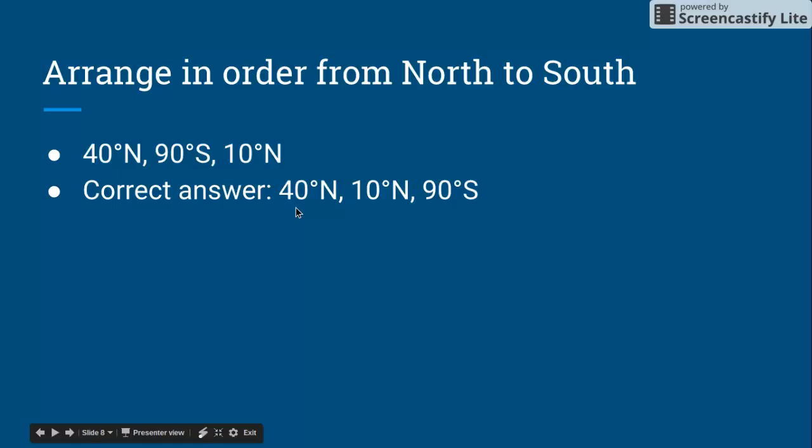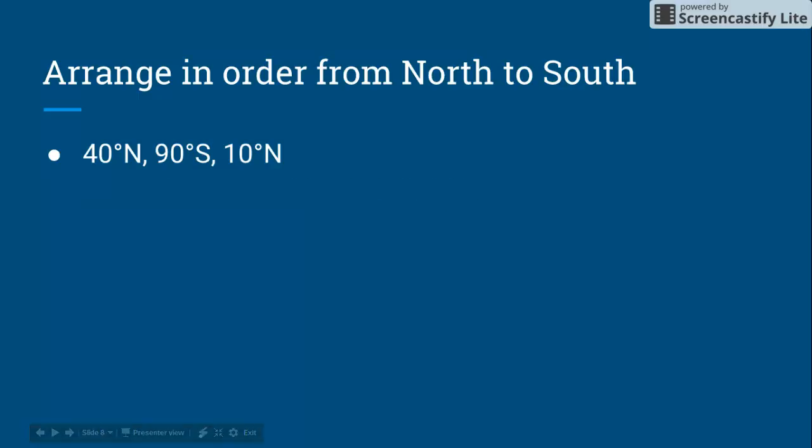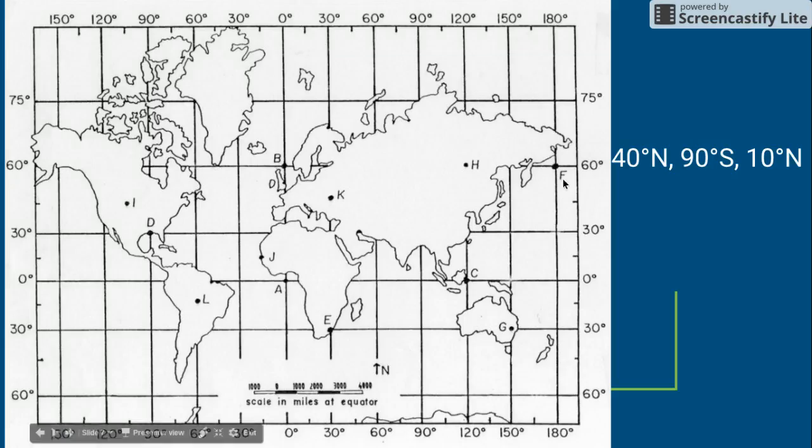So when you have north coordinates and you're trying to arrange them from north to south, go with the bigger number, then the next biggest number, and then if there's any south, those go at the end. If you look at the map here, you can see here's 40 north, here's 10 north, and all the way at the bottom would be 90 south.